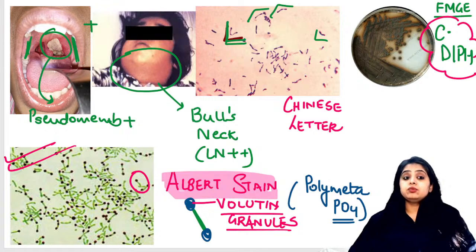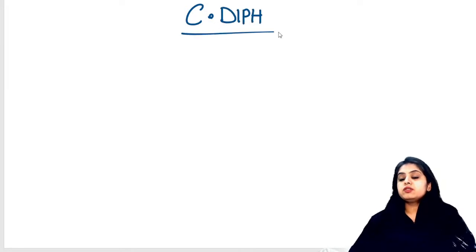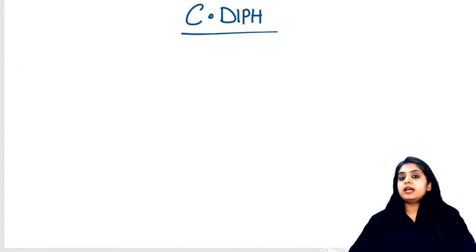Now let me ask you the question that we are expecting this time, so listen carefully. You want to do the diagnosis of Corynebacterium diphtheriae. What patient will be given to you? Either the patient with the membrane will be given or the patient with the bull's neck will be given. You want to do the diagnosis.